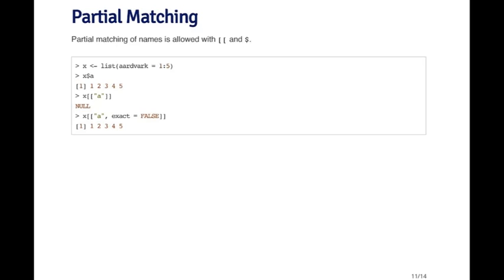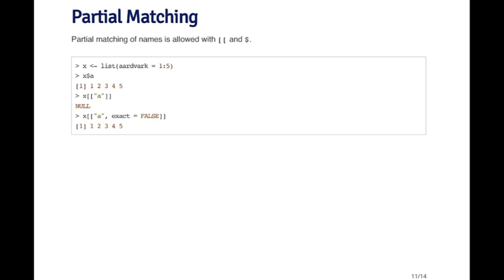So if I use the double bracket operator, things are a little bit different. What the double bracket operator expects is that the name that you pass it is going to be an exact match for one of the names in the list. So by default, the double bracket operator doesn't do partial matching like the $ does. So now when I pass X double bracket A, I get NULL back because there's no element of the list that has the name A.